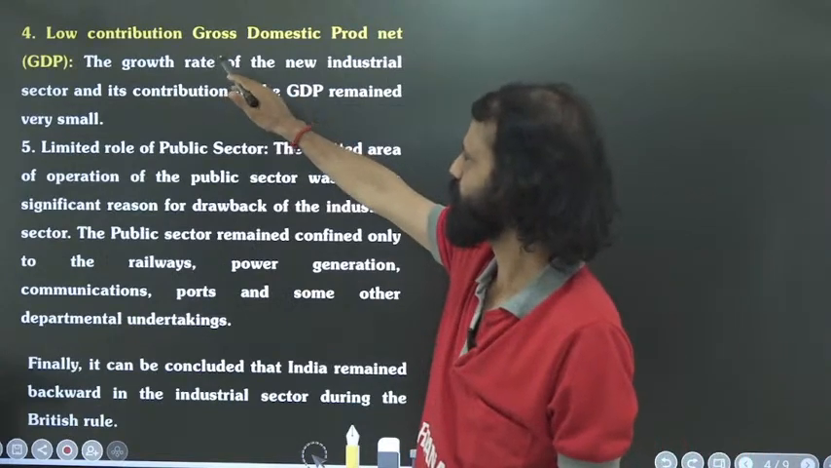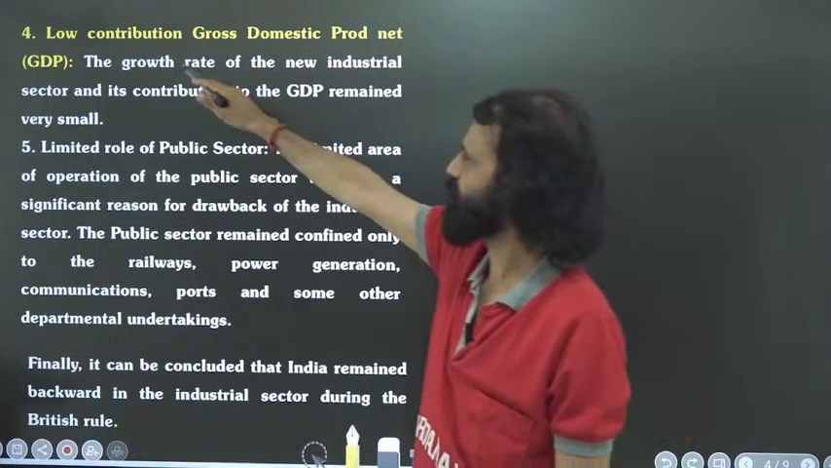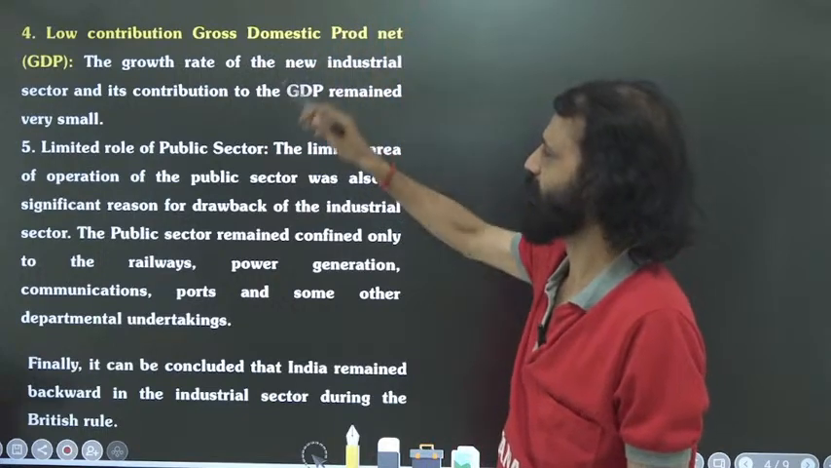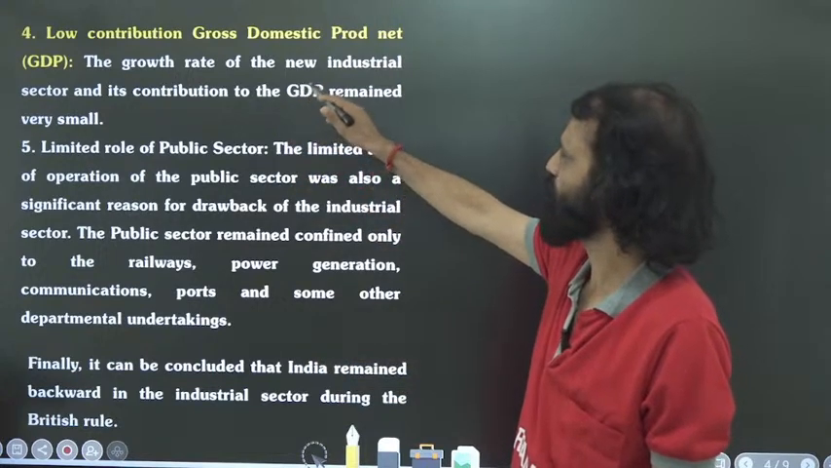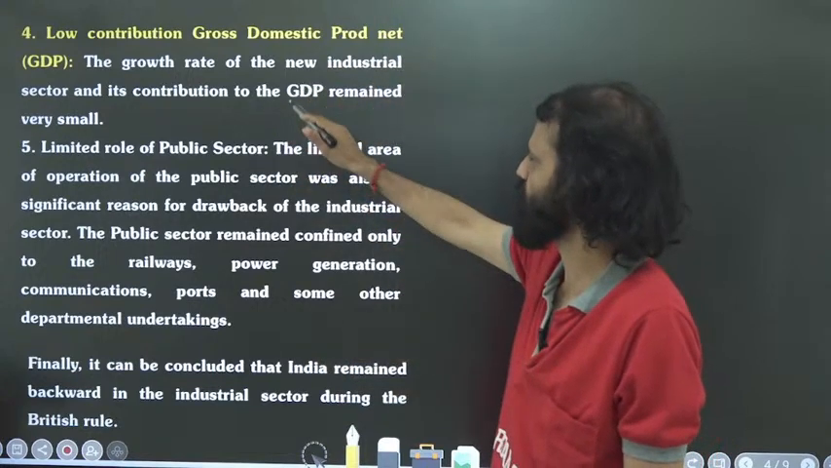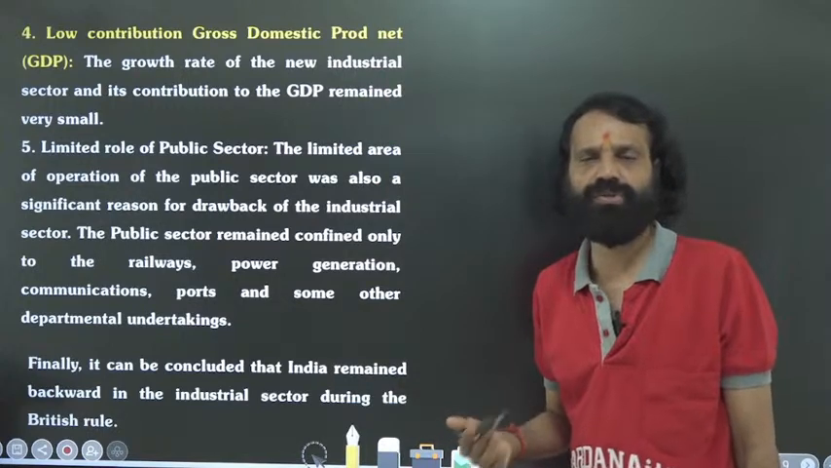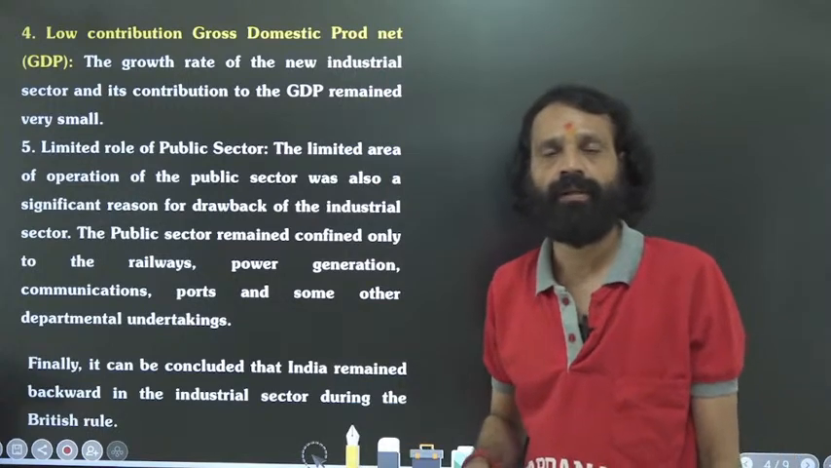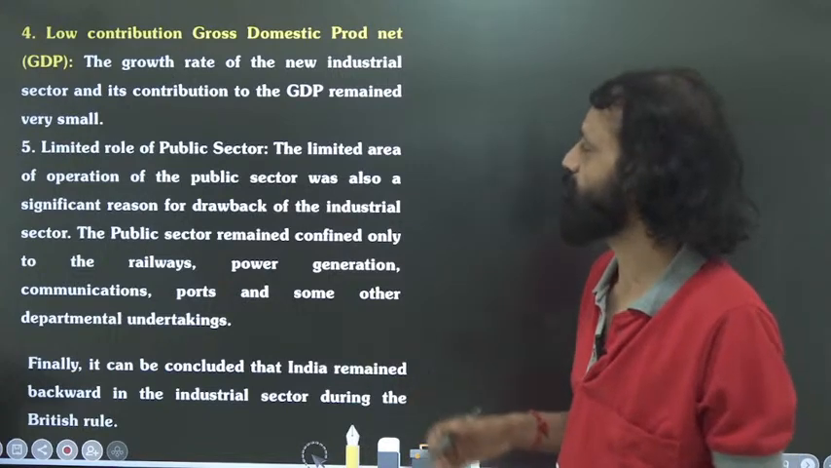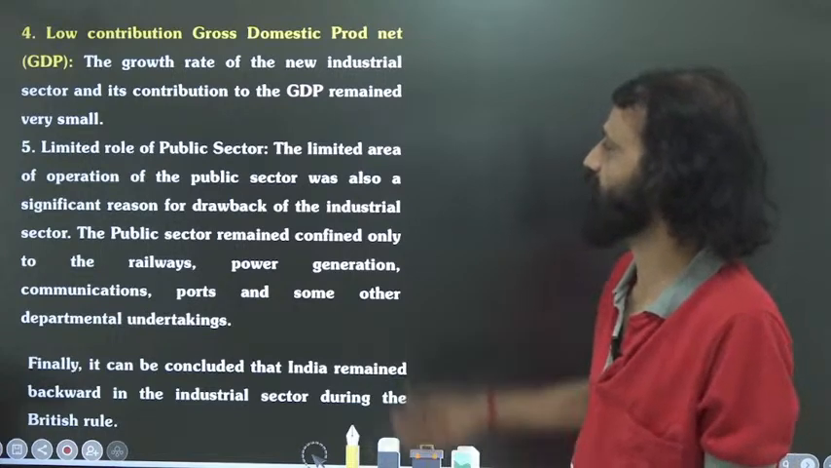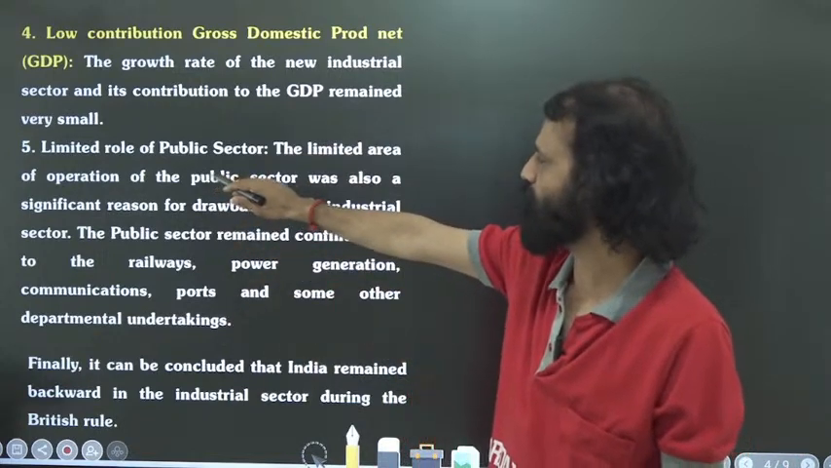Low contribution to gross domestic product. Okay, GDP, gross domestic product. What happened? The growth rate of the new industrial sector and its contribution to the GDP remained very small. India's GDP was not doing anything good. The overall production and services in our country declined. It didn't see its growth during the period of Britishers' rule. GDP went down. Then, limited role of public sector.